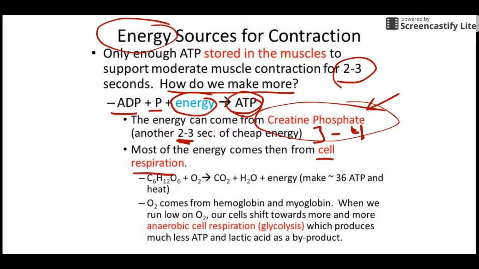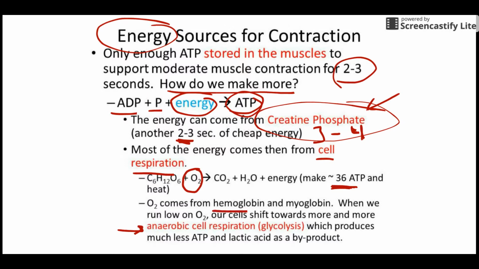Okay, and to start off with cell respiration, we'll use aerobic cell respiration when we have plenty of oxygen, and that makes a ton of ATP for us. But as you know, we can't keep up with that supply. So ultimately, we will start having to turn to anaerobic cell respiration. Okay. So where does the oxygen come from?